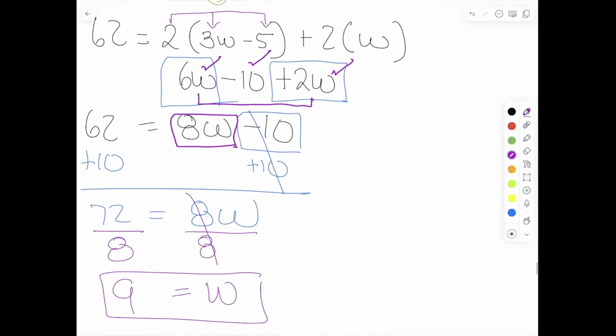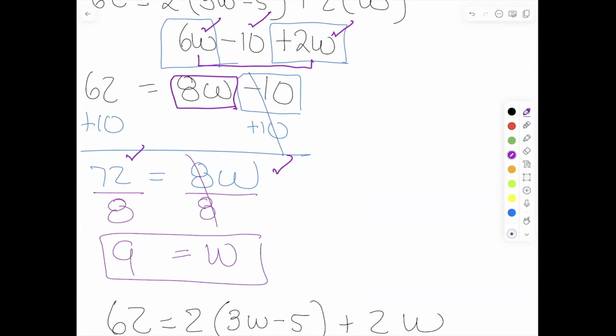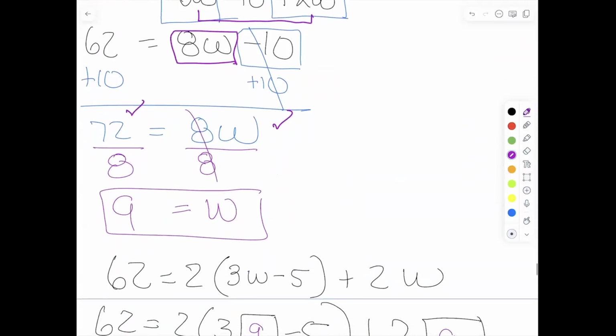And what is the goal? Well, the goal is to find w, right? Which is the width. So I add 10 to both sides, and I get 72 is equal to 8w. 8w gets divided by 8 in order to find w for both sides, and my width is 9.